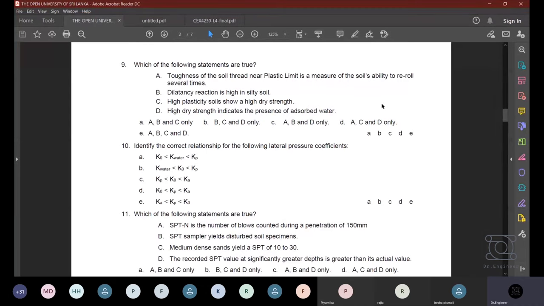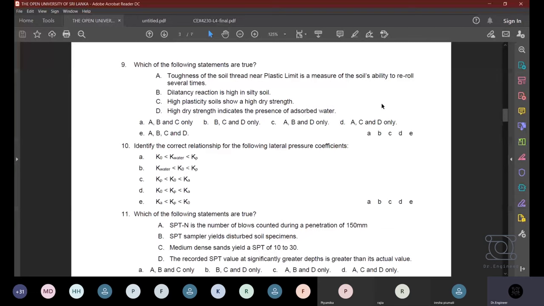C part, high plasticity soil shows a high dry strength. Yes, absolutely, right? If the plasticity is high, it has a very high dry strength. We know that, right? We know how it happens. You would have done a test in the lab also, right? It would be very hard to break, right? It's very high strength due to its plasticity because of the adsorbed water and the bondings, right? It's very hard, right?